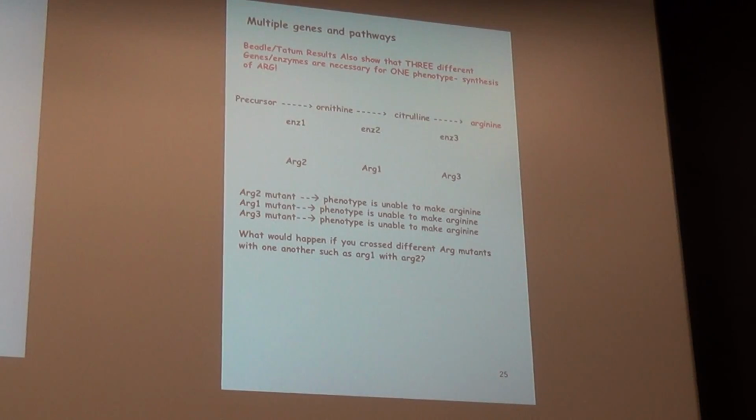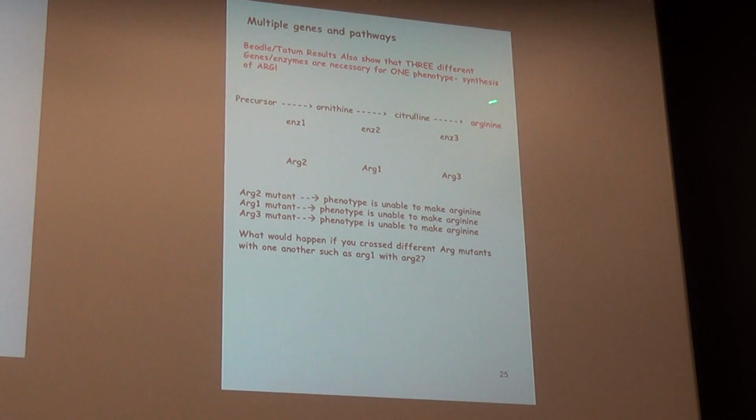Okay, so now we're going into epistasis. So chapter 3-2, we're going back to chapter 3-2. Okay, so this is the point I made earlier. Beadle and Tatum's results showed that there were 3 different enzymes necessary for a single phenotype if you focus on the production of arginine. Right?